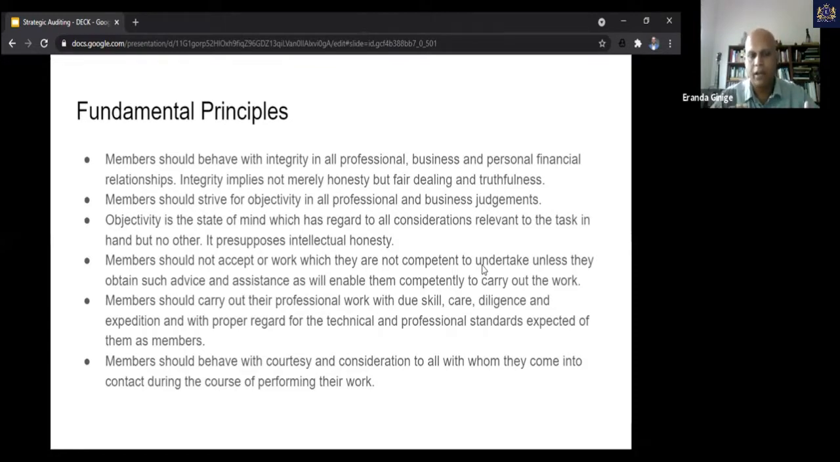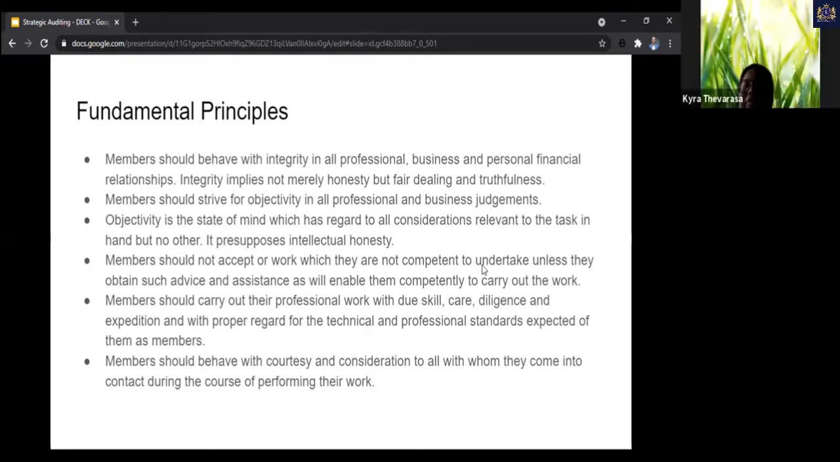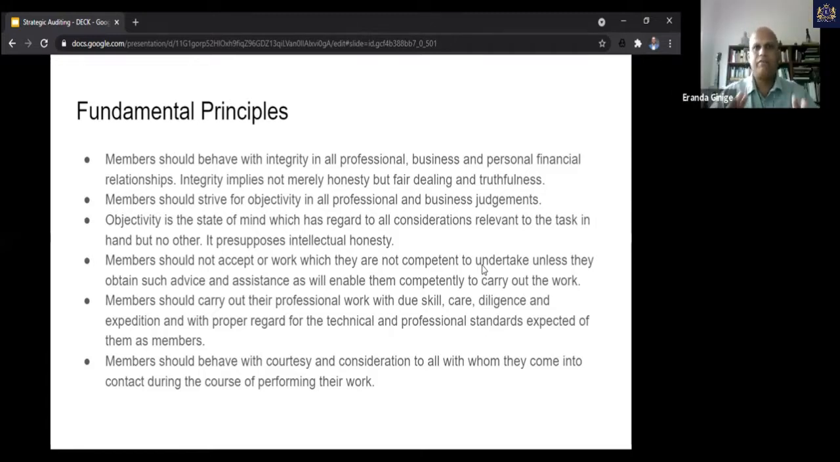And they should have objectivity. They should look at things from an objective mind in all their judgments. They cannot be subjective in their judgment, right?